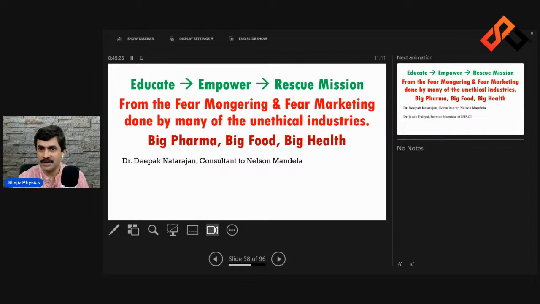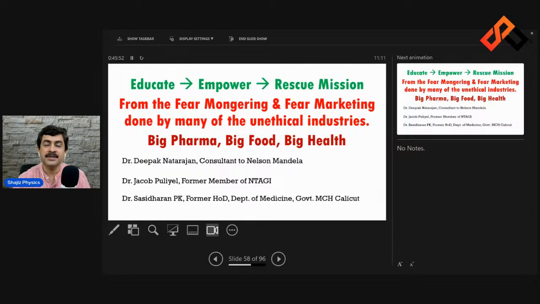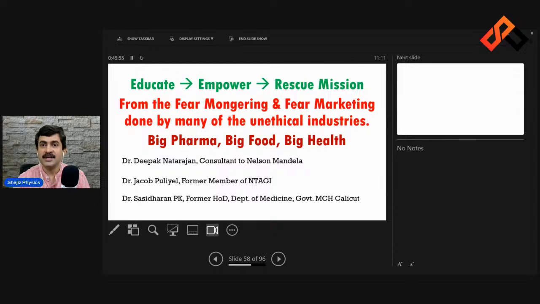One is Dr. Deepak Natarajan, who was consultant to even Nelson Mandela, and he's one of the famous cardiac surgeons in our country, practicing in Delhi, and he was the consultant to two of our prime ministers and many of our union ministers. Another person is Dr. Jacob Puliyel, a former member of the National Technical Advisory Group on Immunization. And another person is Dr. Shashidharan PK, the former HOD, Department of Medicine, Government Medical College, Calicut.